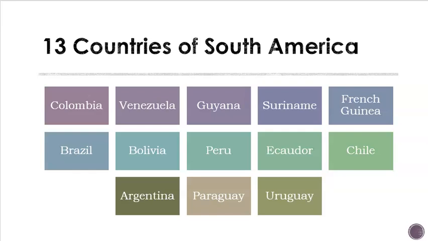There are 13 countries of South America. We have Colombia, Venezuela, Guyana, Suriname, French Guiana, Brazil, Bolivia, Peru, Ecuador, Chile, Argentina, Paraguay, Uruguay, and that is the 13 countries of South America. We'll be talking briefly about each one, but I want to go into more of the overarching ideas of South America and spend a little bit of time in the different regions as far as landforms of South America.